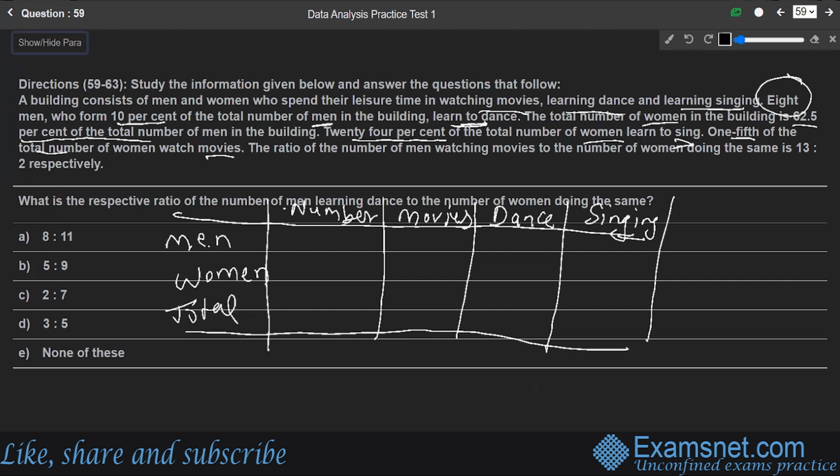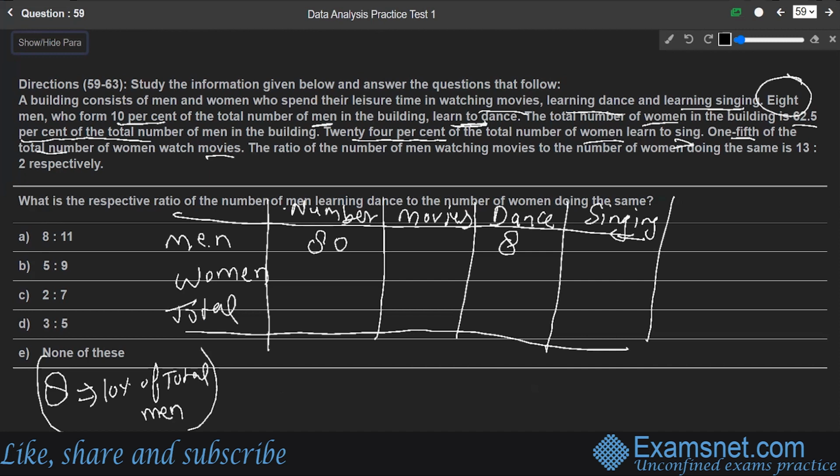Now, let's begin with the very beginning. He says eight men who form 10% of the total number of men. So 8 is 10% of the total men in the group. 8 is obviously 10% of 80. So now the total number of men becomes simply 80. He's saying the 8 men who form 10% of the total number of men in the building learn to dance. So how many men are dancing? 8 men are learning to dance. So 8 comes in here, and 80 comes in here.